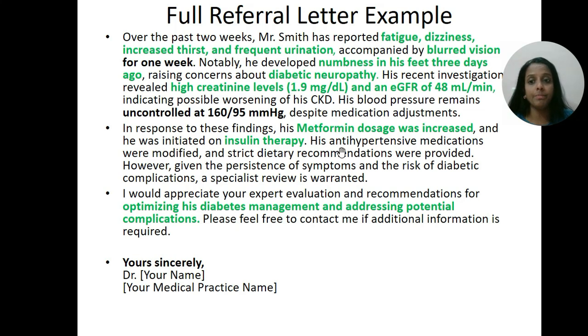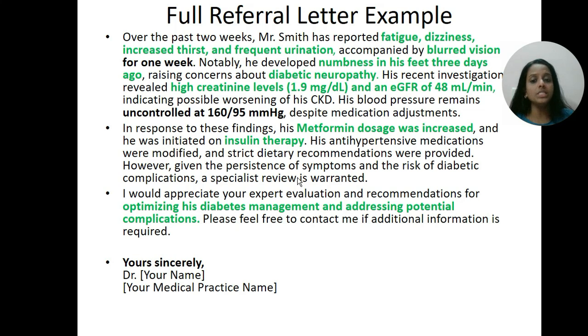His blood pressure remains uncontrolled at 160/95 mmHg despite medication adjustments. In response to these findings, his metformin dosage was increased and he was initiated on insulin therapy. His antihypertensive medications were modified and strict dietary recommendations were provided.